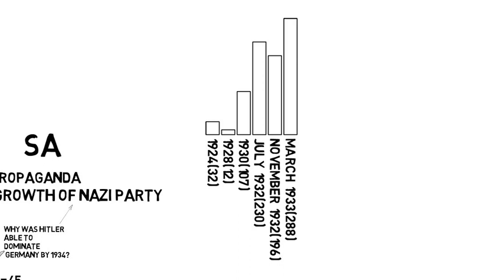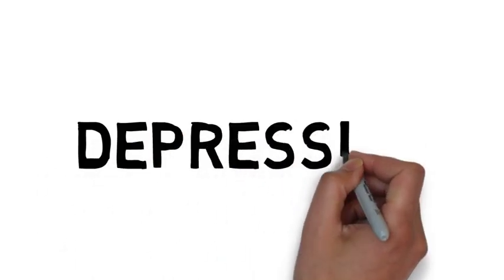So as we can see, there's a clear cutoff point. After that, July 1932, they grow to 230 seats, then larger and larger until they have a majority with Hitler as Chancellor. So clearly, despite Hitler's best attempts and Hitler's charisma and public speaking, probably the key reason, at least in the early days, why Hitler is able to come to power is the Depression.